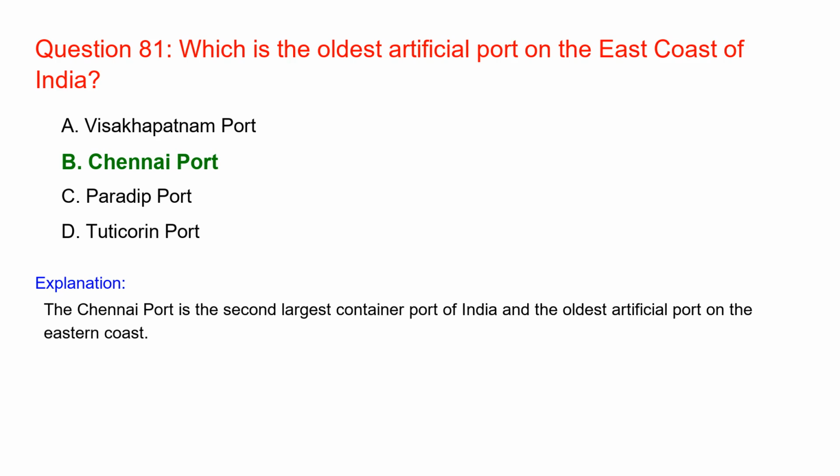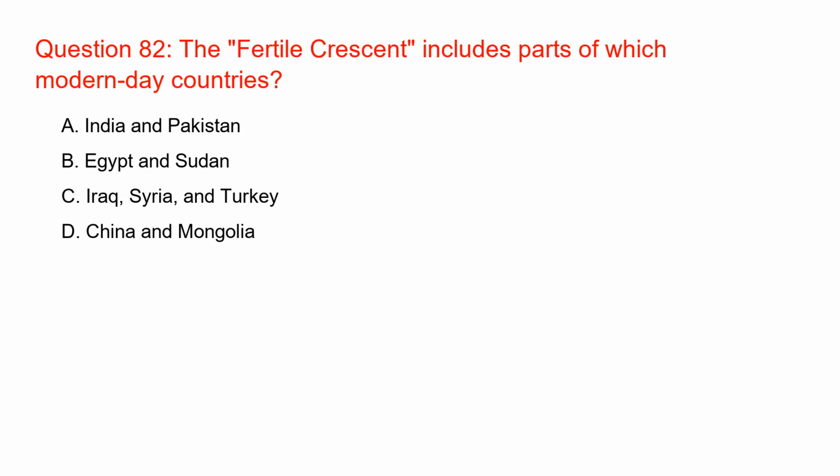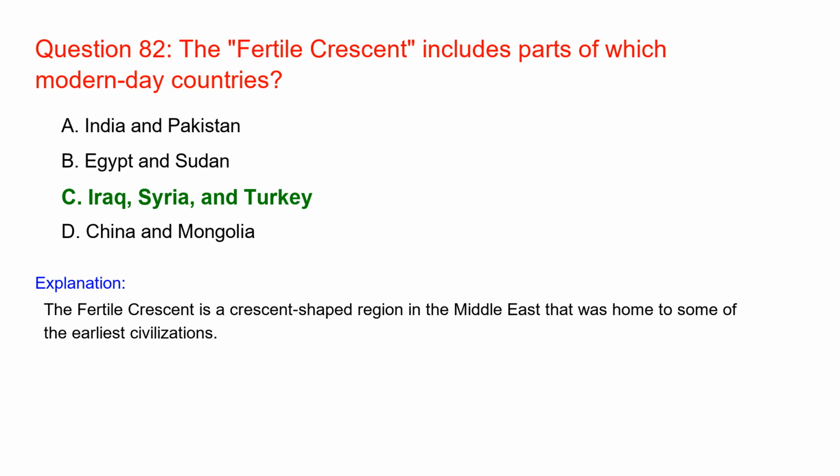The Fertile Crescent includes parts of which modern-day countries? Iraq, Syria, and Turkey. The Fertile Crescent is a crescent-shaped region in the Middle East that was home to some of the earliest civilizations.